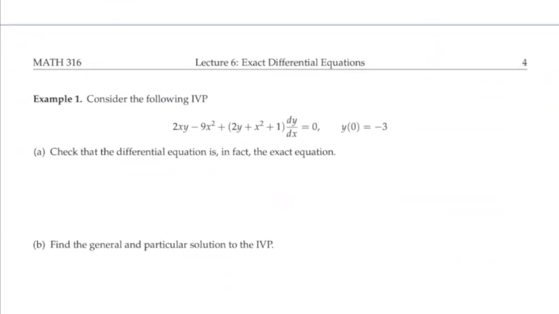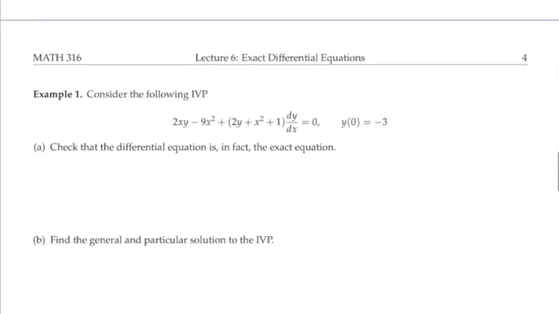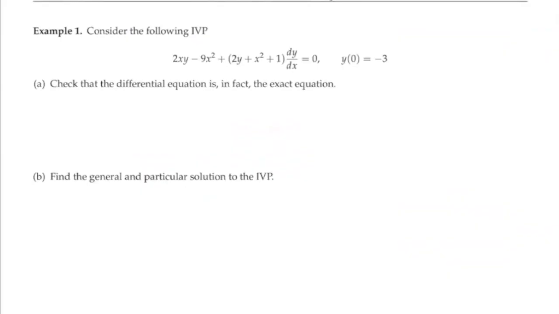So let's consider the following example. Consider the initial value problem. You have the differential equation 2xy minus 9x squared plus (2y plus x squared plus 1) dy/dx equal to 0, and this is the initial condition. They ask you to check that the differential equation is in fact an exact equation, then find the general and particular solutions to the initial value problem. So you need to find capital M of x y and capital N of x y. This is capital M of x y, and this is capital N of x y, since N of x y usually gets attached to dy/dx.